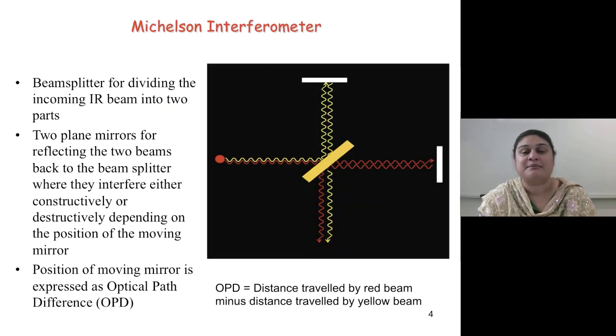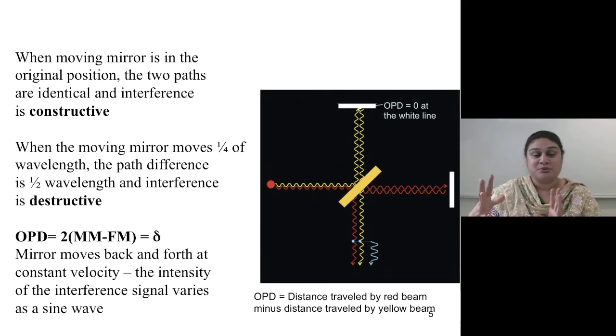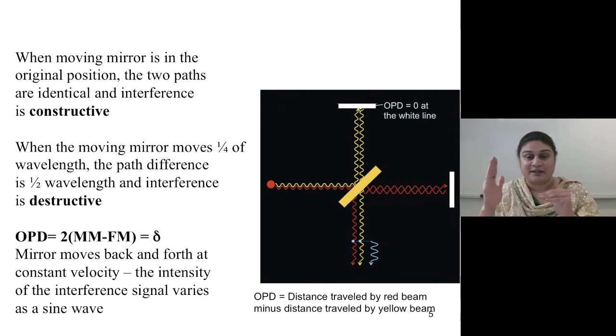So this is what a Michelson's interferometer looks like. You have a source, a beam splitter, 2 images, and then you have a screen. OPD is the distance traveled by the red beam minus the distance traveled by the yellow beam. So if the mirror is moved, when the 2 paths are identical, the interference will be constructive. When the moving mirror moves 1/2 of the wavelength, the path difference is 1/2 the wavelength, and interference will be destructive. So one mirror is fixed and the other one can be moved.